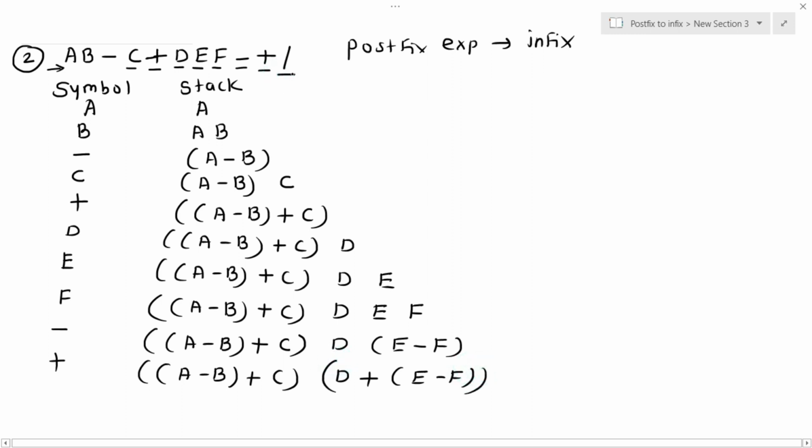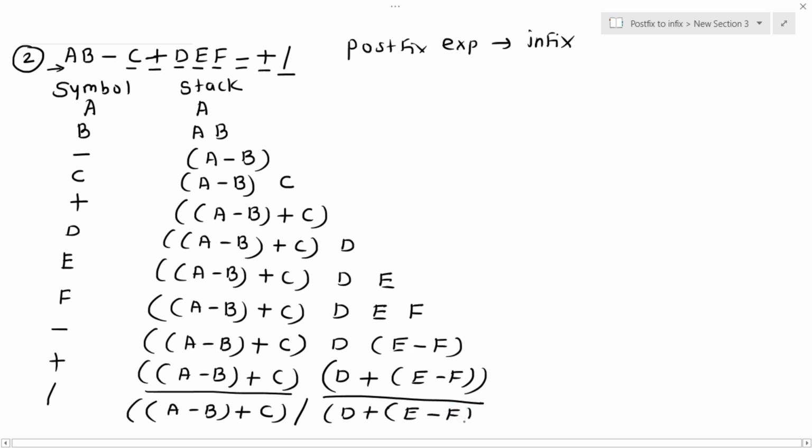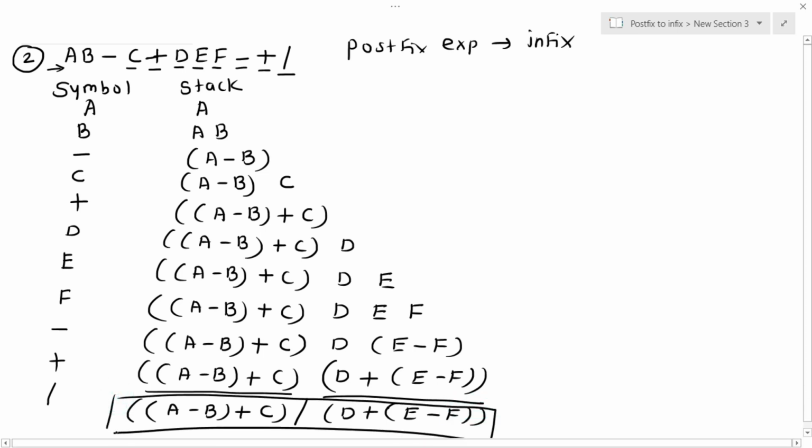The last symbol is division. So now we have only two operands left. This is the first operand and this is the second operand. So the expression is A minus B plus C divided by D plus E minus F. So this is our final answer.